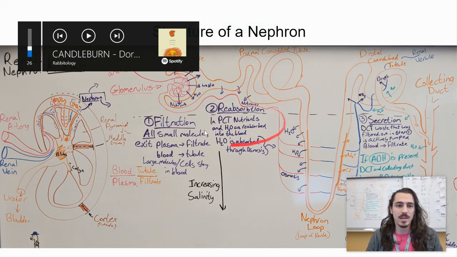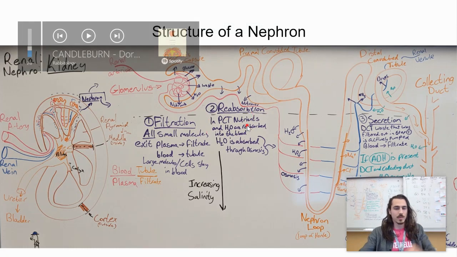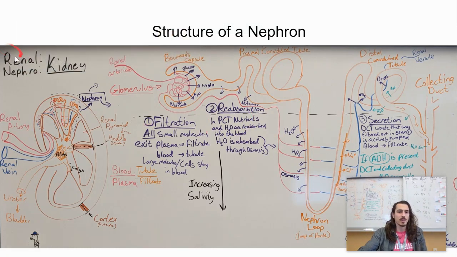Hey everybody, here is how a nephron works. Let's take a look at the kidney. So the word renal means kidney in Latin. Nephro means kidney in Greek. So when you hear someone going through renal failure, that means kidney failure. Someone who studies kidneys and is a kidney doctor, they are a nephrologist.